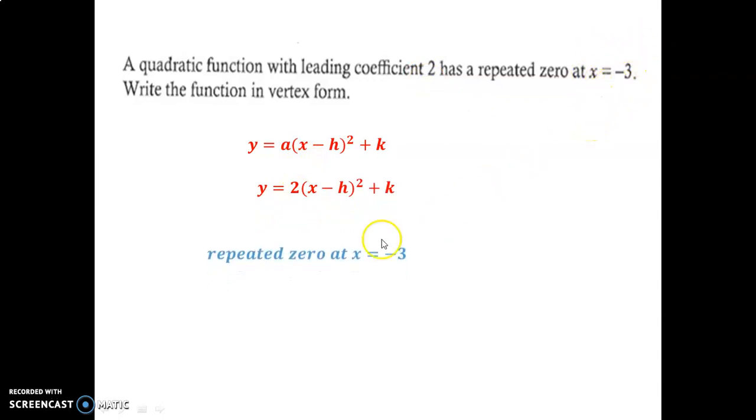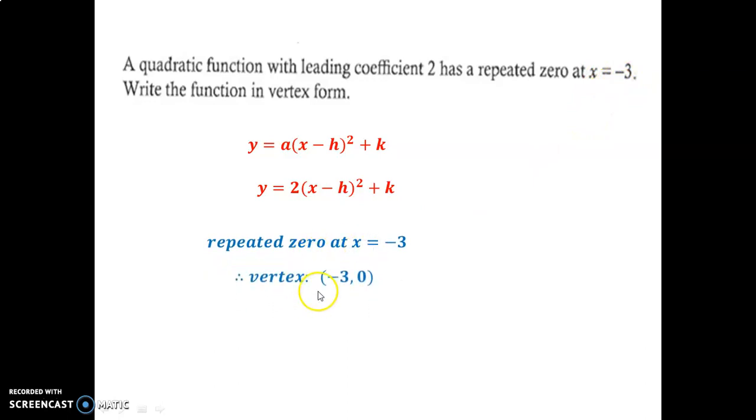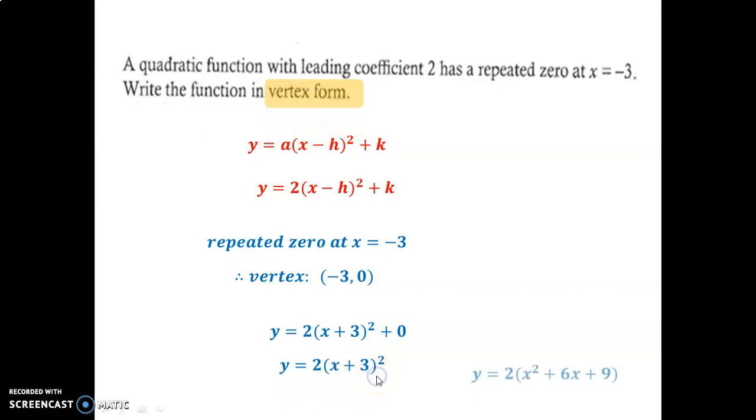That means we have a vertex at (negative 3, 0). Because if there's a repeating x-intercept, it means it's one of the situations where the x-intercept and the vertex are the same. So the vertex is the same as the x-intercept. So now I can plug those in for h and k for my vertex values, and I get this. And that can simplify to this. We can confirm that it's a perfect square trinomial by multiplying this out to become this, and we can see our perfect square trinomial there. So everything matches.